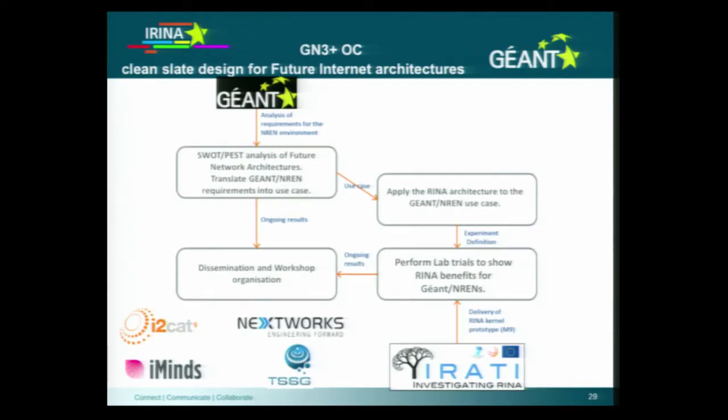So this is a little bit of the project structure. It takes input from GÉANT. We did a survey with the NRENs, of which 24 responded, to build a good use case to test Rina on. We also did a SWOT and PEST analysis of different network architectures, comparing them to each other, and we are compiling that right now into the first milestone of the project.